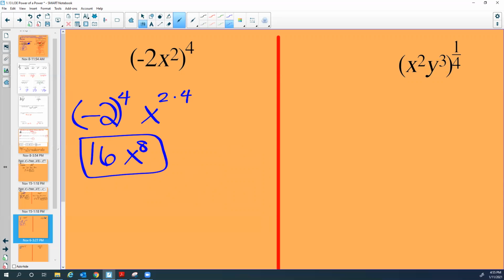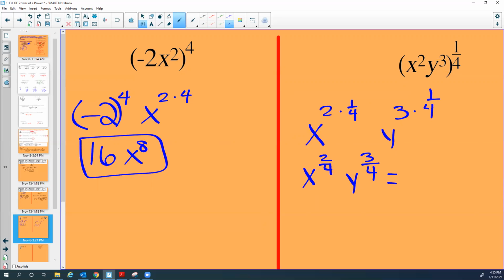I can do the same thing on the next one. X to the 2 times 1/4, y to the 3 times 1/4. So that gives me 2/4 and 3/4, which is also the same as x to the 1/2, y to the 3/4.